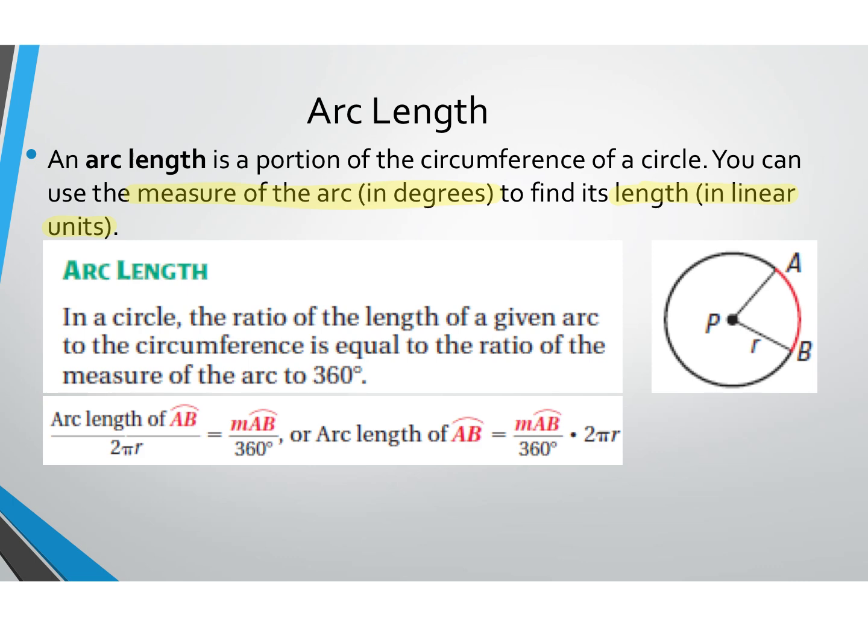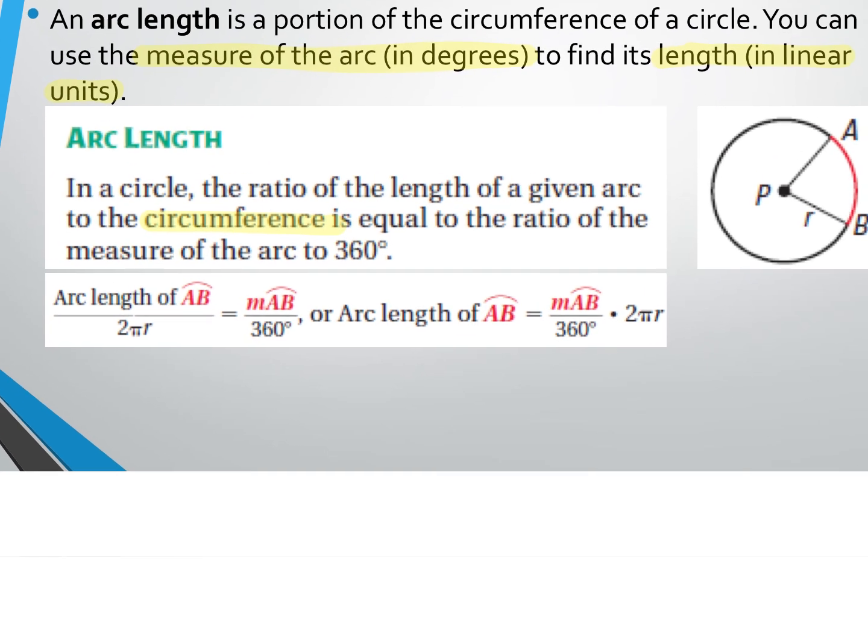Arc length. In order to solve for arc length in a circle, the ratio of the length of the given arc to the circumference is equal to the ratio of the measure of the arc to 360. So, key thing here, it says the length of the given arc to the circumference. How many ways can I write my circumference? I could write it as C, I could write it as 2 pi r, or I could write it as pi times diameter. And I'm going to write all three.